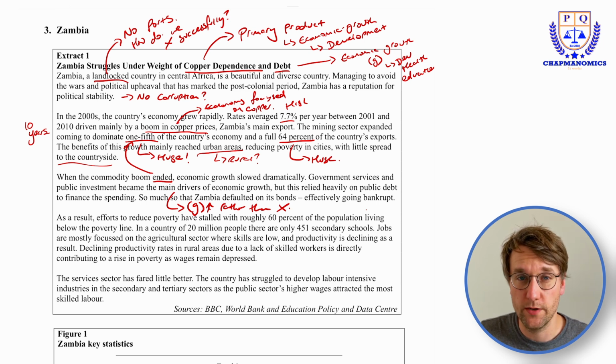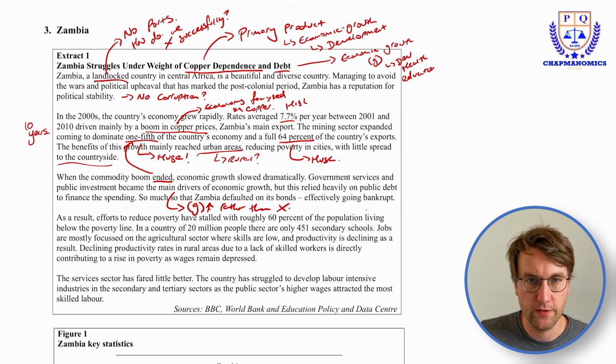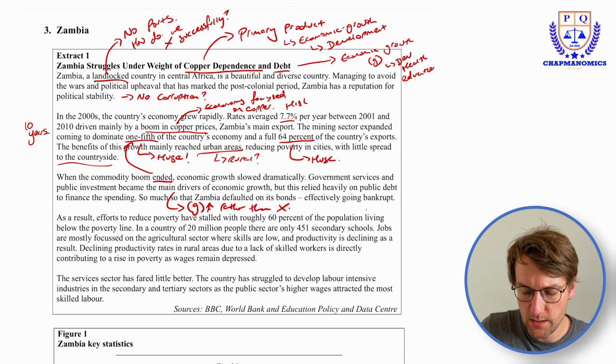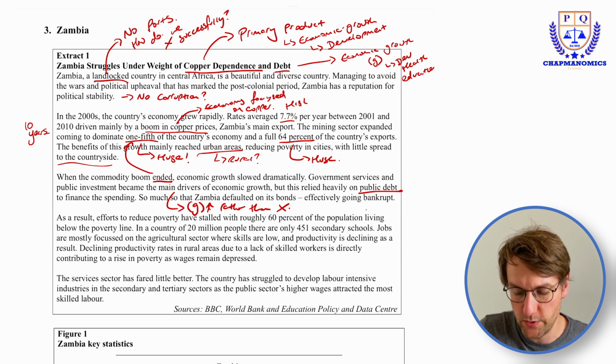Now, this is always going to be a problem, because if G's pushing the economy, if G's the only thing growing the economy, government spending, of course, then that means they're having to borrow money here in order to keep that economy growing. They're not getting their money through consumption or through business taxes here. But this relied heavily on public debt, as we thought, to finance the spending, so much so that Zambia defaulted on its bonds. Oh dear.